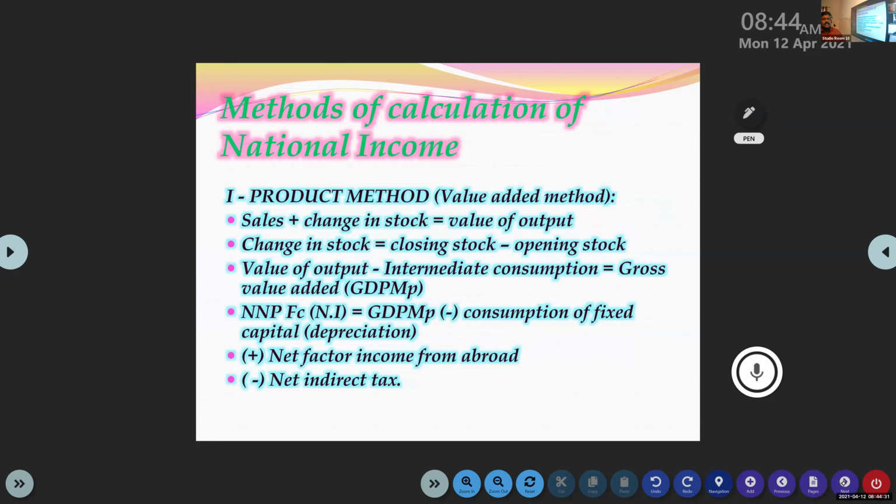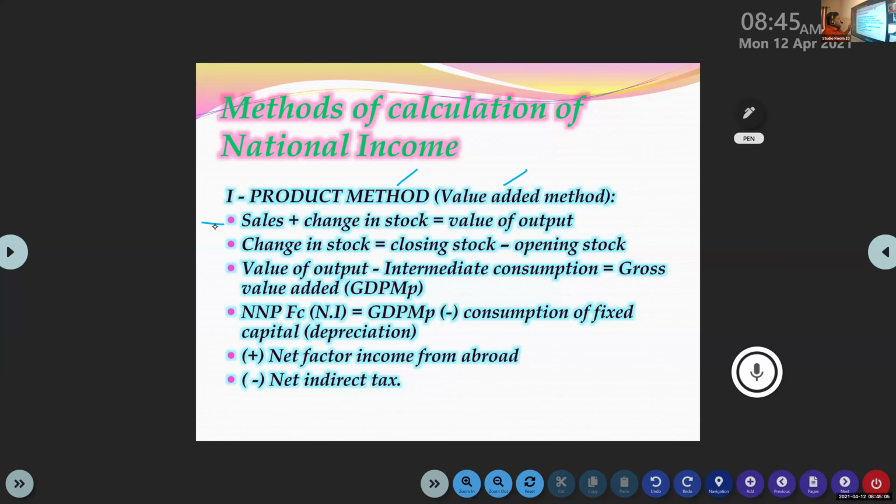There are three methods. We already discussed that. It is the product method, or else you can say the value added method. Related to this, we have already explained an example: the wheat farmer, the miller, and the hotelier. Remember that? Only the final value we will use to calculate national income through this method. Okay, so write down: product method or value added method.